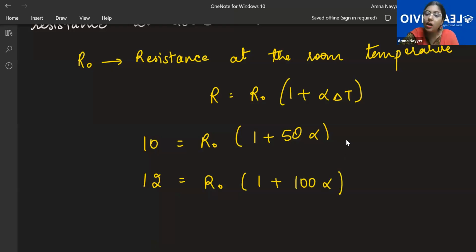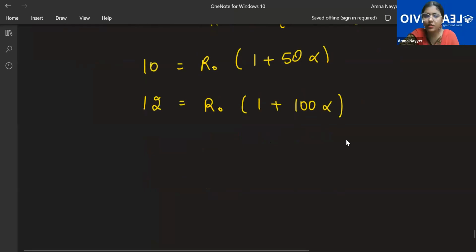So R naught and alpha will be the variables here. If you see these two equations, let me take the ratio of both of these. By taking the ratio, it will be very easy to get the value of alpha first, and then you can get the value of R naught. Once alpha and R naught are there, then calculation of the new resistance is very easy.